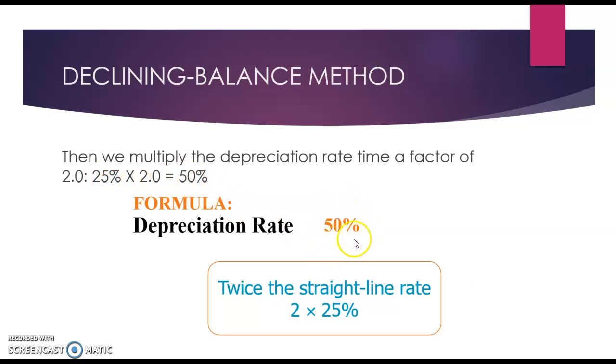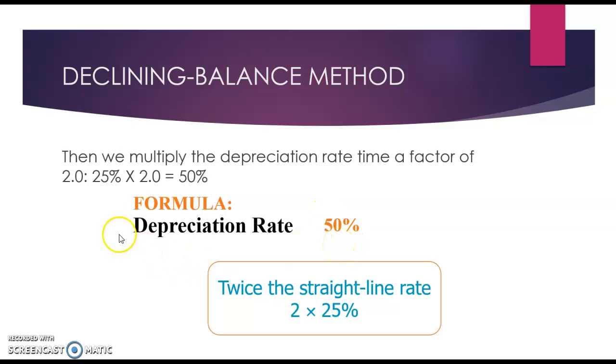That would be our rate, and we would use that same 50% rate the whole 4 years, other than at the end, where we may do something different, because if we use a rate, we will never actually get down to the book value that we need to get to. So at the very end, we'll change that. But until then, we use the 50%.